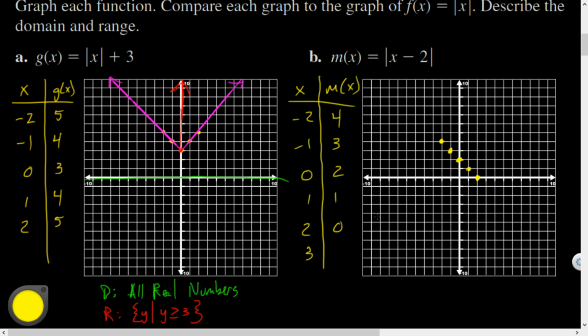Let's plug in 3. Let's just see what happens if I plug in 3. All right, 3 minus 2 is regular 1, and the absolute value of 1 is +1. So (3, 1). So over 3 and up 1. Aha! I found my vertex. Found it. In your face, vertex. You aren't gonna hide from me.